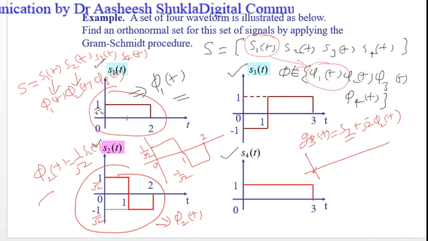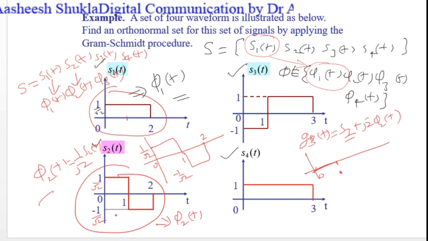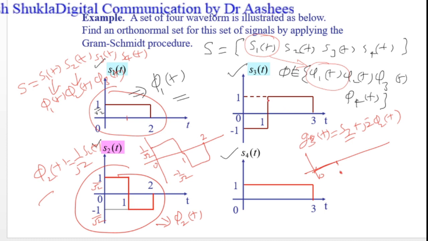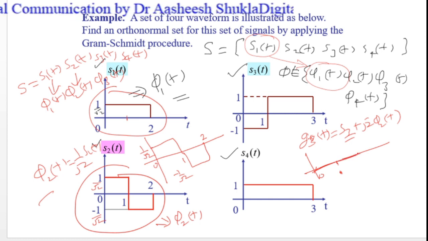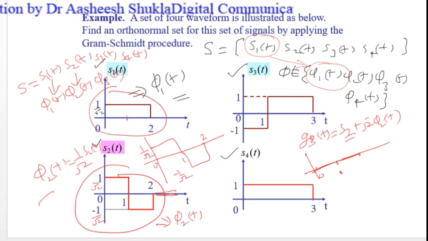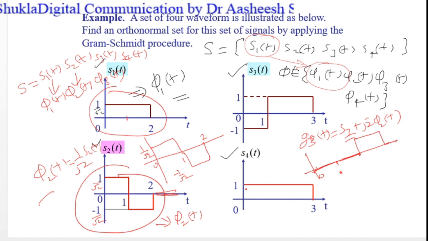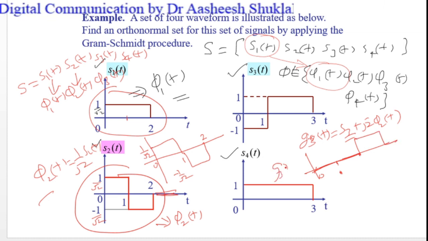From 0 to 1 it will be equal to 0. Now from 1 to 2 this is minus 1 and from 1 to 2 it is plus 1, so the outcome will again be 0. Now from 2 to 3 this is 0 and this is 1, so 1 plus 0 is equal to 1. So this will be your waveform of g3(t).